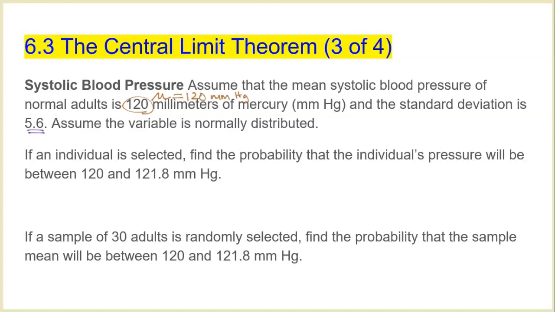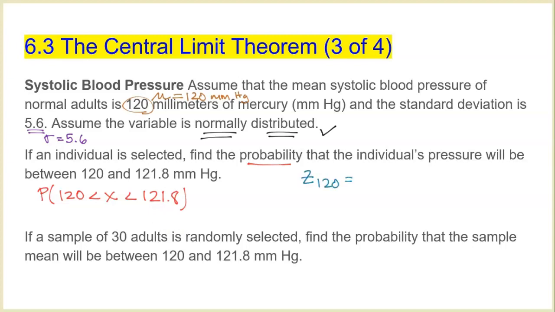That was given to us. We know the standard deviation is 5.6, and we know it's normally distributed. Check. The word normally distributed just lets me know that I can use table E to find the probability. But before I do that, I need to know what probability I'm looking for. I want the probability that the individual, so X, is between 120 and 121.8. That means we have to convert to z-scores and then resort to table E.